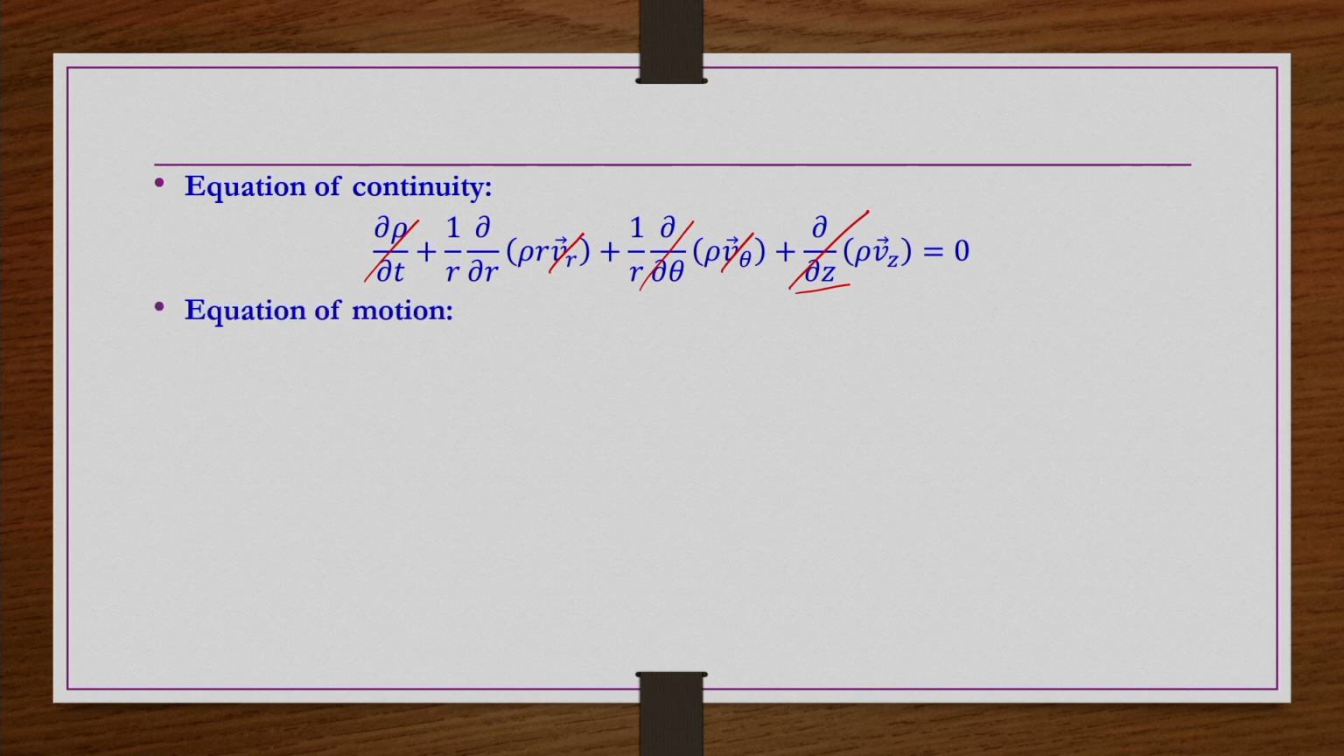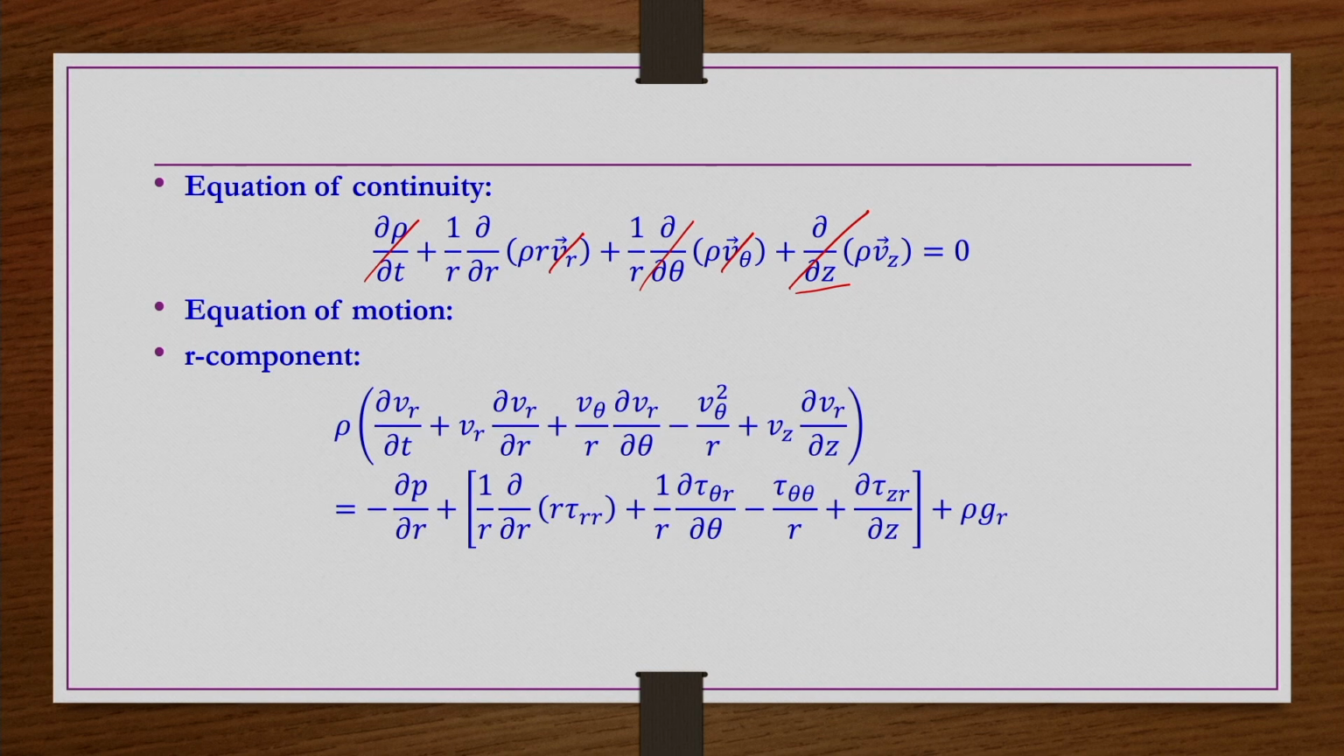Then the equation of motion in cylindrical coordinates, r, theta, z components, all of them we are going to simplify. So, the r component of the equation of motion, this is what we have. By the way, you do not need to remember all these equations. These equations are available in standard textbooks. If you need to solve this problem for your assignments or exams, these equations would be provided.